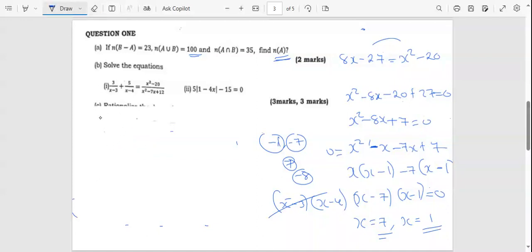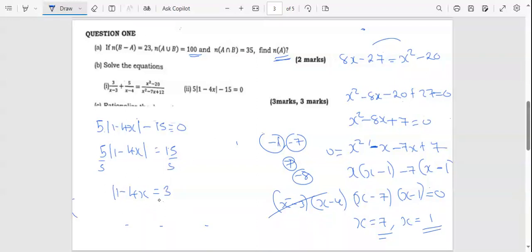All right. So what we do is we say 5 times the absolute value of 1 minus 4x, then minus 15 is equal to 0. So we'll take this 15 to the other side. We remain with 5 times the absolute value of 1 minus 4x is equal to 15. So we divide throughout by 5. That will be the absolute value of 1 minus 4x is equal to 3.